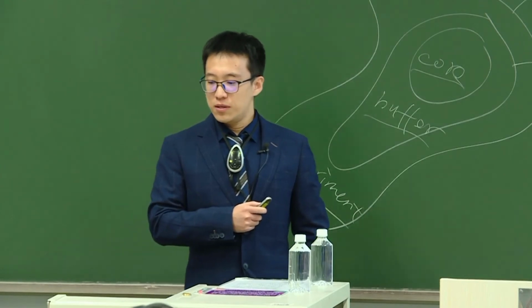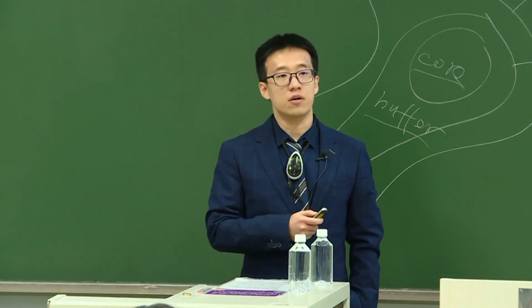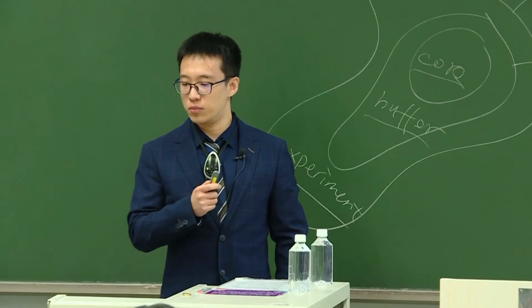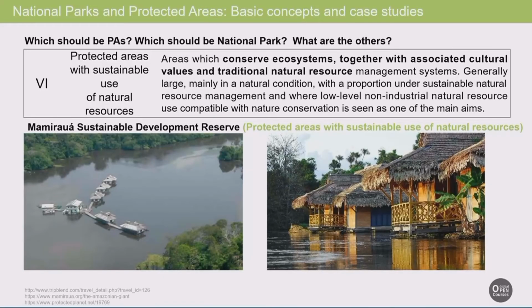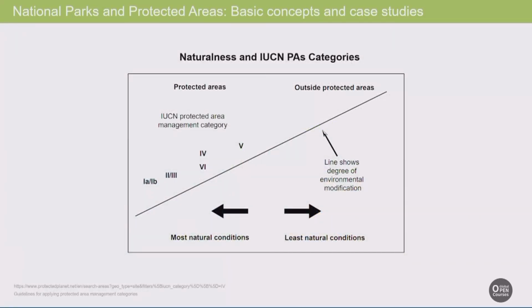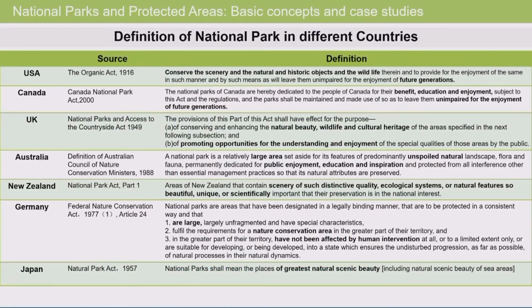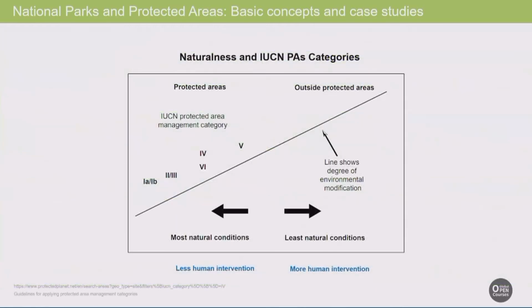And the last category is called protected areas with sustainable use of natural resources. This kind of protected area allows sustainable use of natural resources, which is different from strictly protected nature reserves. And if we put all these categories on one chart, we can use the concept of naturalness to distinguish them. As you may imagine, category 1A and 1B have the highest level of naturalness, and category 5 has the least level of naturalness. But in general, the naturalness in protected areas is higher than those landscapes outside protected areas.